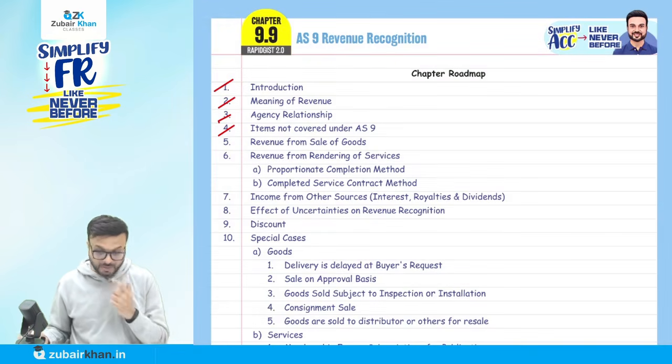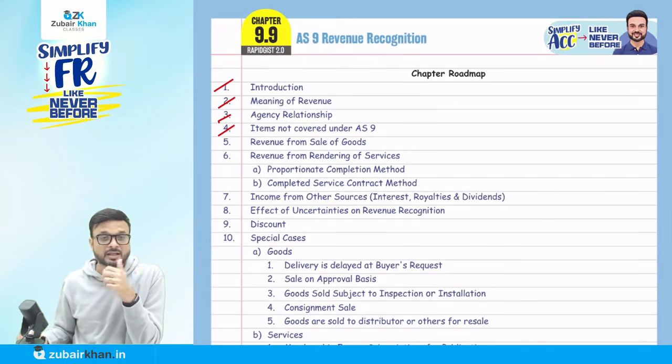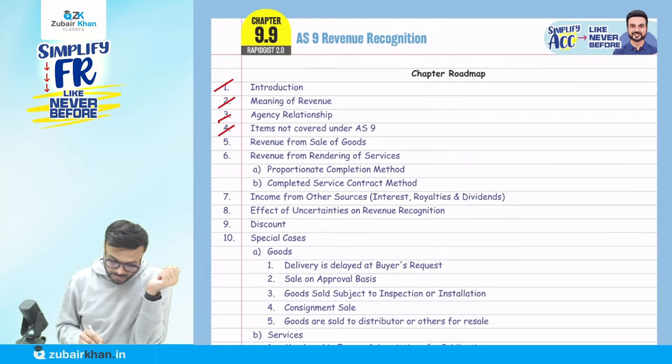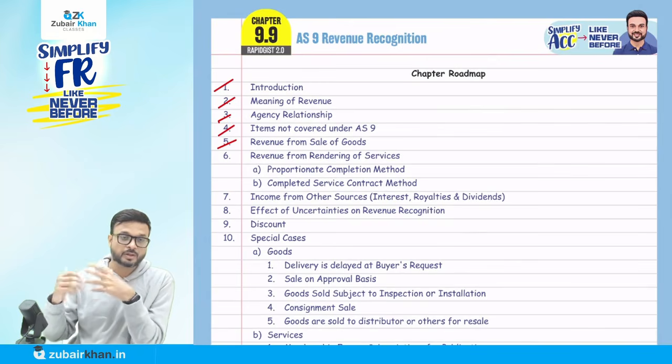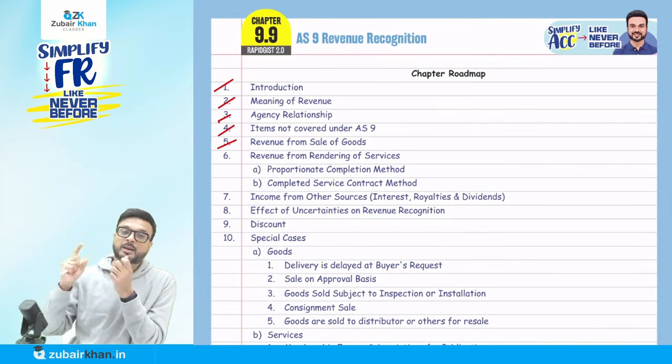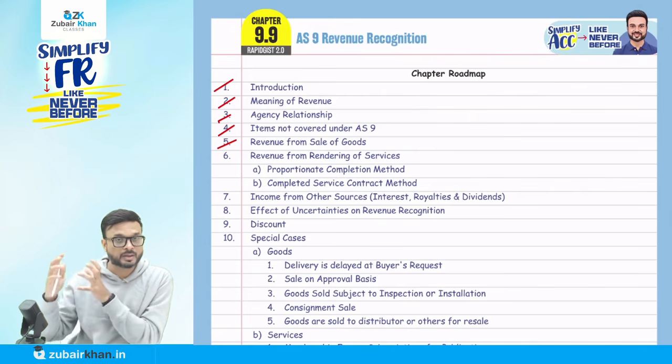Items not covered under Accounting Standard 9 are those covered under AS 12, or foreign exchange fluctuation, and hire purchase under AS 19. Now, what is the revenue from the sale of goods? If the transfer of property in goods is for a price, or risk and reward has been transferred, but there should not be any uncertainty regarding the amount and the ultimate collection.